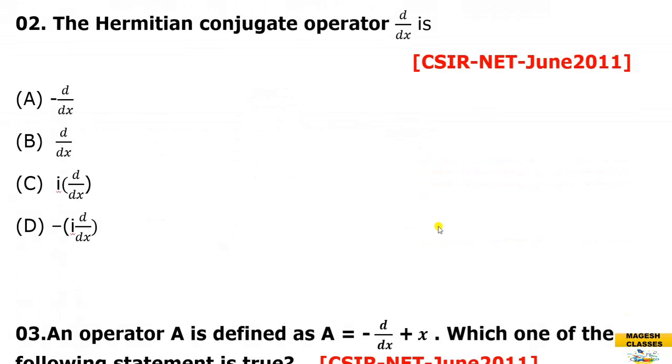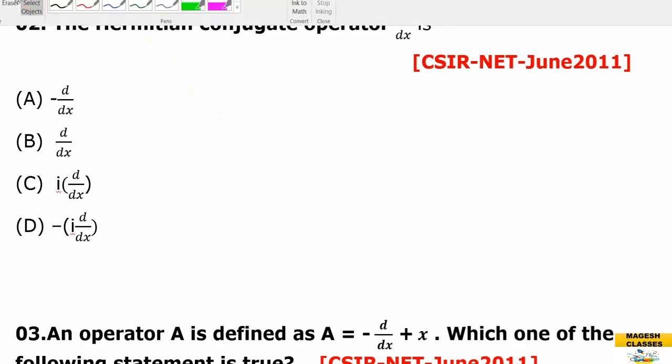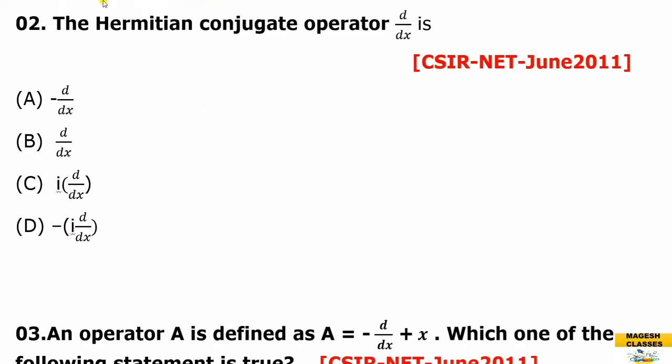Next, move on to some of the MCQs. The Hermitian conjugate of the operator d by dx is. This is a question from CSIR NET June 2011. The Hermitian conjugate of d by dx is. It's a direct one. The dagger is equal to minus d by dx. So the answer is A.